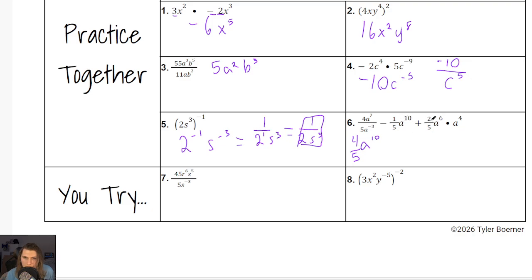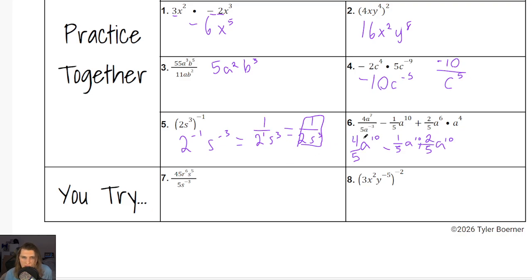While we're on this step, we also need to go ahead and multiply these two together because we don't subtract or add before we multiply. That's the order of operations. So 2/5 a to the 6th times a to the 4th gives us 2 over 5. We add our exponents, so a to the 10th. Then we haven't done anything with this one yet, so minus 1 over 5 a to the 10th.